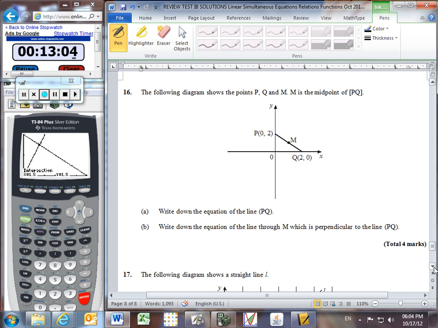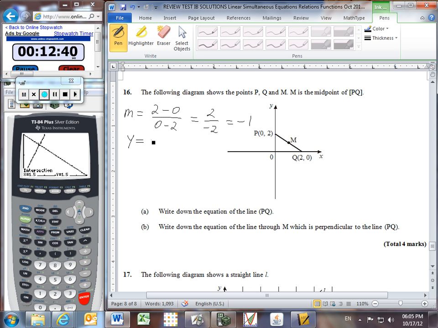Number 16. We've got the points P, Q, and M, where M is the midpoint. First, we need to write down the equation of the line PQ. To find the equation of a line, you need both a point, which we have. We got, in fact, 2 points, but we also need the slope. So let's find the slope. It's the difference in the y values divided by the difference in the x values. It's going to be 2 over -2, which equals -1.